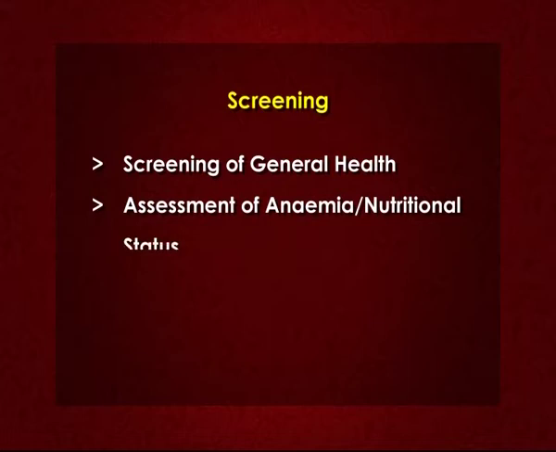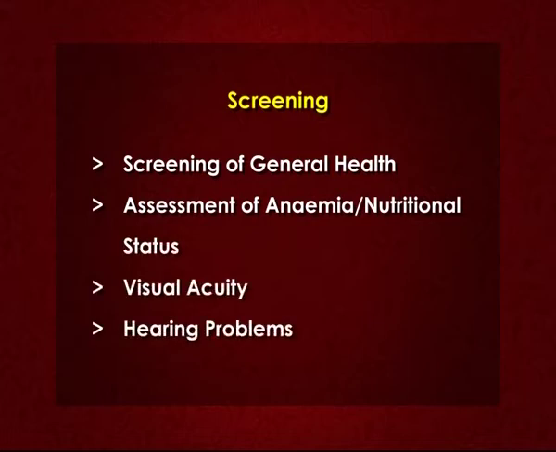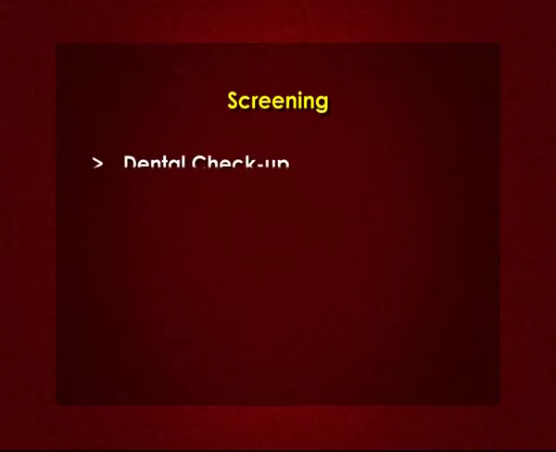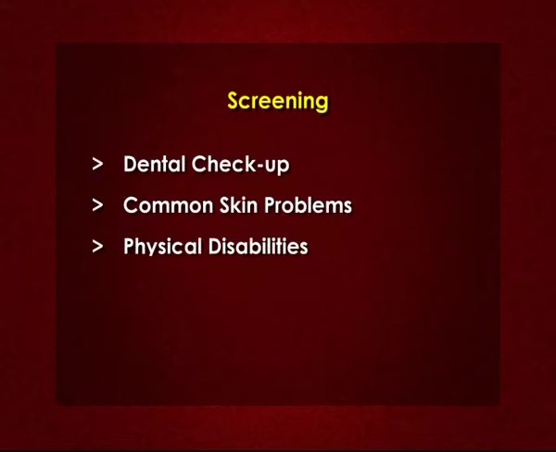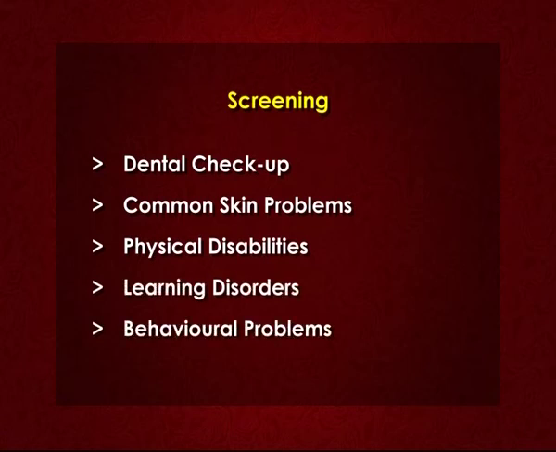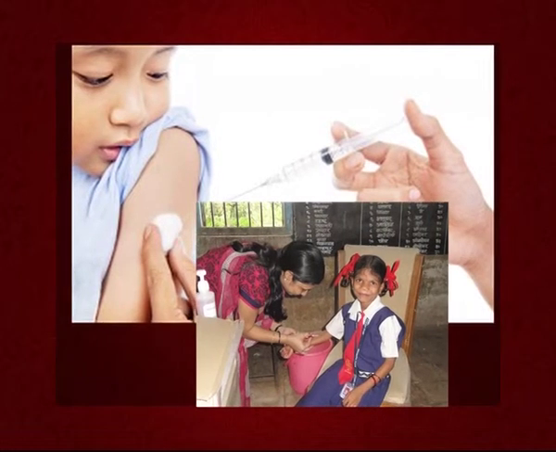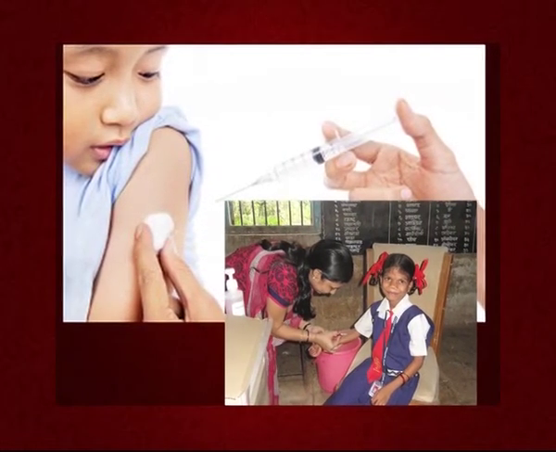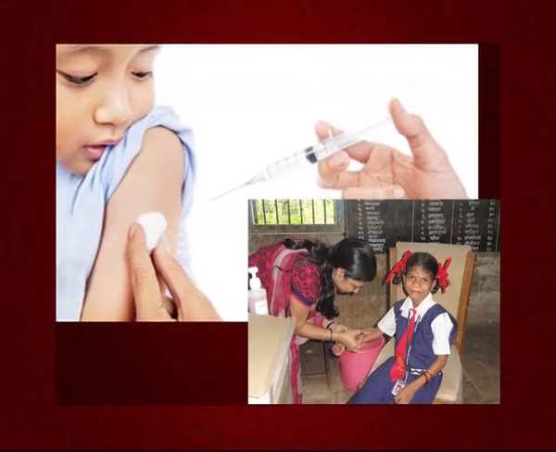The school health services comprise of first screening of general health, assessment of anemia, nutritional status, visual acuity, hearing problems, dental checkup, common skin problems, physical disabilities, learning disorders, behavioral problems, etc. Next, immunization. Immunization is the process whereby a student is made immune or resistant to an infectious disease, typically by the administration of a vaccine. Vaccines stimulate the body's own immune system to protect the person against subsequent infection or disease.